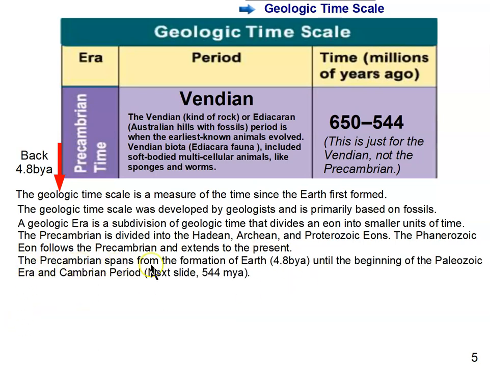The Precambrian spans from the formation of the Earth about 4.8 billion years ago. That's what I'm trying to get across with this arrow. This arrow means think back 4.8 billion years ago. The time period we're looking at here is only 650 to 544 million years ago. What I need you to understand is that Precambrian time did not begin 650 million years ago. It extends all the way back 4.8 billion years to the beginning of the planet, the formation of Earth.